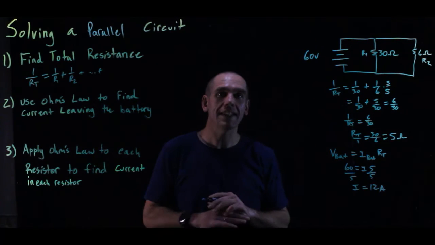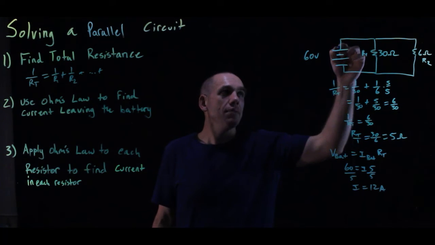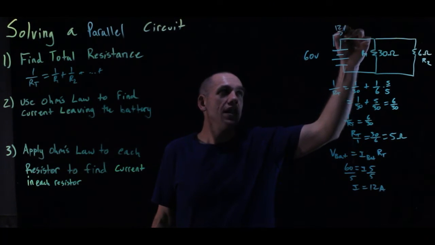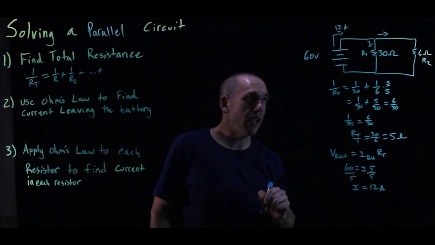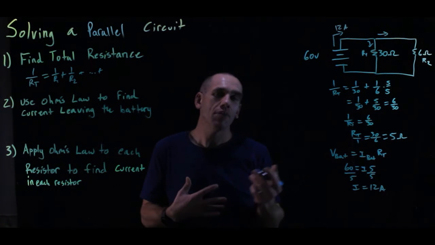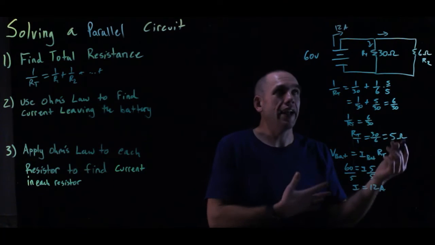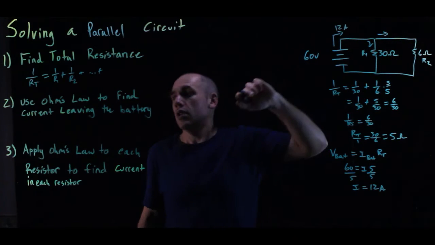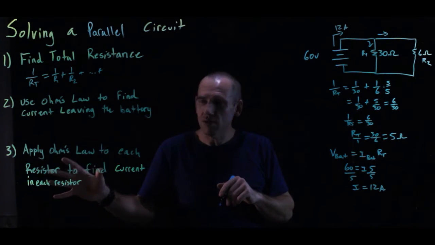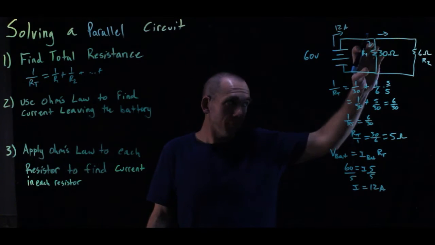Now that 12 amps is not the same everywhere. 12 amps leaves this battery. Some of it splits off and goes this way, some of it continues that way. And so we have to figure out how much current is in each branch. Well, this is actually pretty easy. We can still just apply Ohm's law. So now I'm going to apply Ohm's law to each resistor to find the current in each resistor.